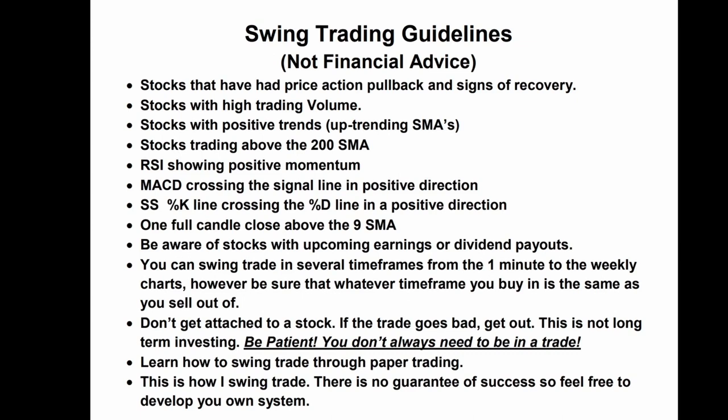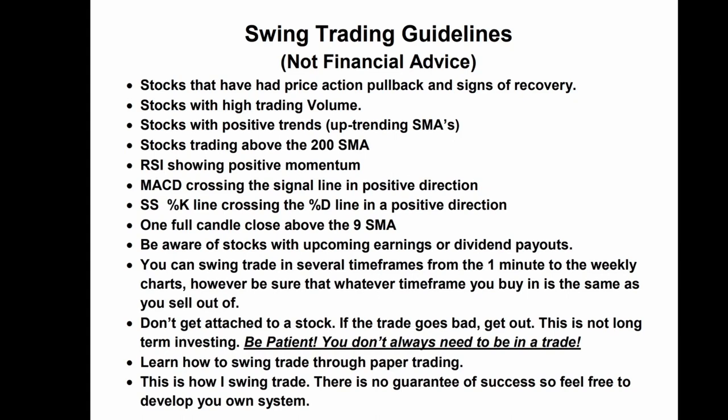We want to see stocks with high trading volume. We don't want to get stuck with a smaller stock that has no volume because then you won't have bids or asks on either side. It's going to be hard to trade in and out. We want stocks with positive trends, uptrending SMAs, and we've already gone over SMAs. Stocks trading above the 200-day SMA. Now, this is just because I want to be trading in a positive, bullish market, but again, these are just guidelines, and sometimes I go outside of my guidelines.